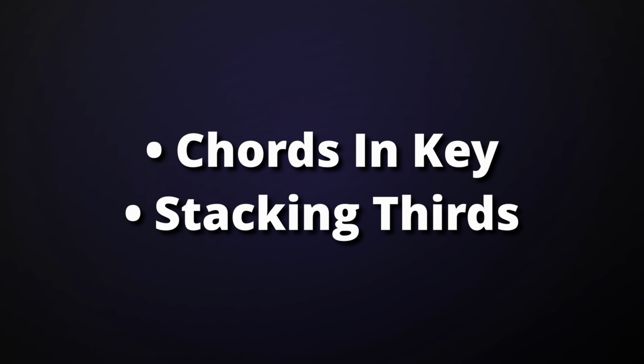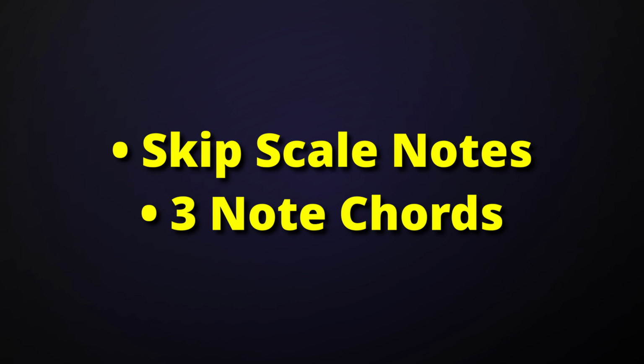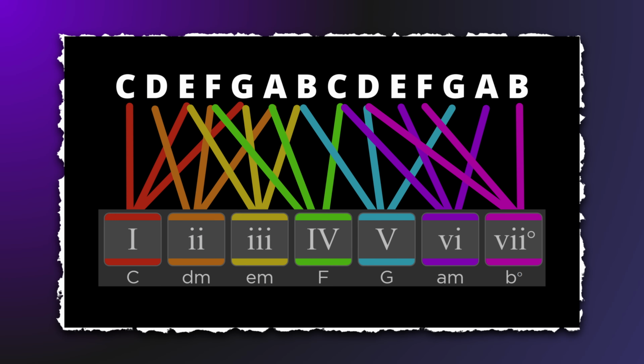These are created by stacking thirds. That is, starting on a note from the scale, skipping a note, and then skipping another note. This leaves you with 3 notes per chord. Therefore, these chords are also known as triads. You can see this process on screen for the C major key.